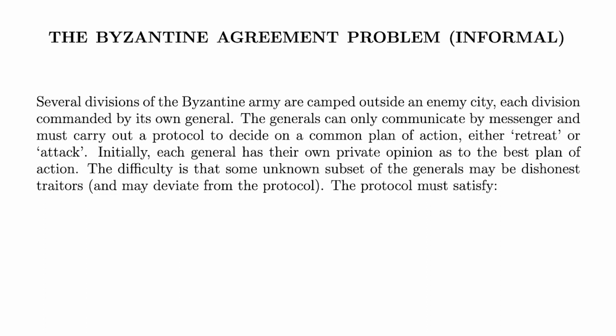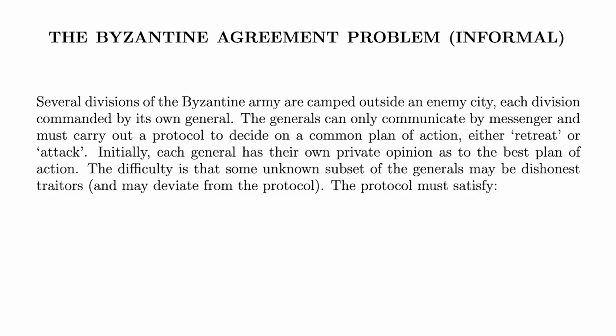I'm going to start off by giving an informal version of the problem. I'm going to state it basically exactly like it is in the original paper by Lamport, Shostak and Pease, which comes right back in the 1980s. We'll start off with an informal version and then I'll make it formal later on. So we've got several divisions of the Byzantine army camped outside an enemy city, each division commanded by its own general. Here it's basically only the generals we care about. The rest is just part of the story.